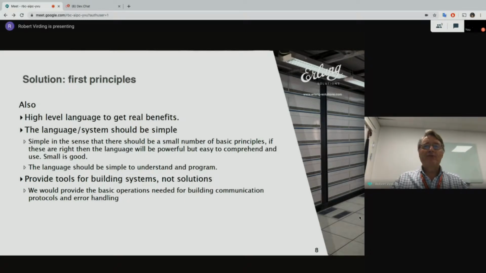The system should be simple. The language itself should be simple. So simple in the sense, you know, a small number of basic principles that are the base for everything. And if you get these right, then the language will be powerful, but it'll be easy to comprehend and good, right? So small in this case is good. And the language should be simple to understand and program.